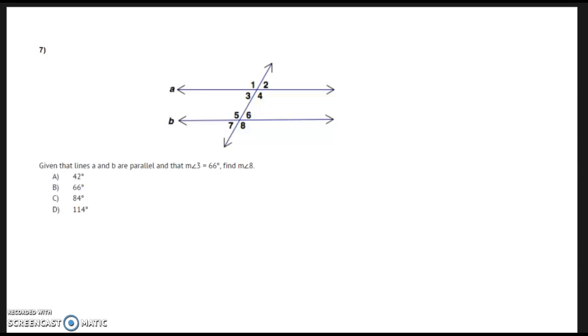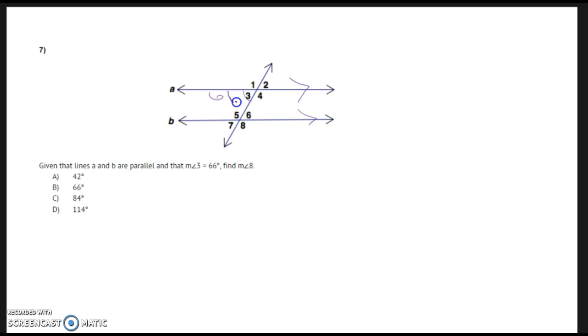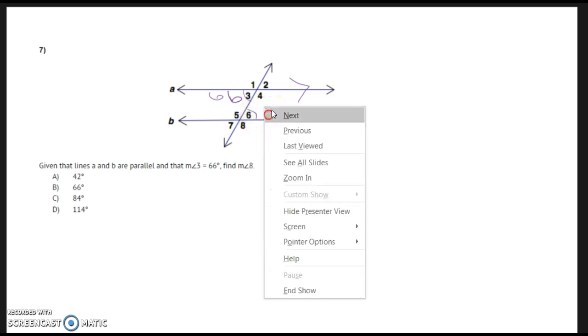So on number 7 of your interim assessment for practice, you are given lines A and B parallel. So we know that those are parallel. And also we know that the measure of angle 3 is 66 degrees. Well, the thing is here, if we know that that's 66 degrees, then we know also that angle 6 has to be 66 degrees because those are alternate interior angles. They are congruent to each other.